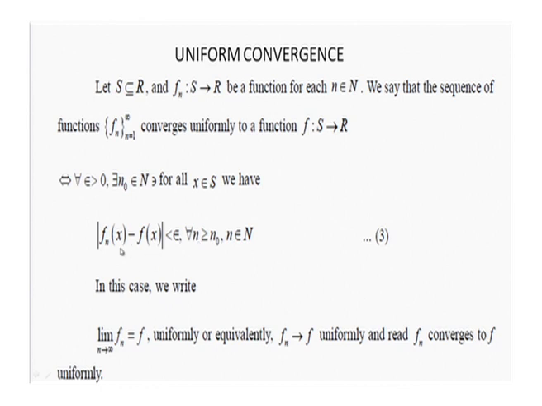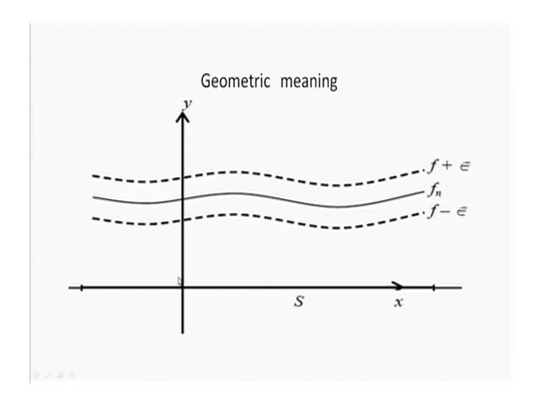Whenever this statement is true, we write limit of fn as n goes to infinity is f uniformly, and if it is pointwise, we write limit of fn as n goes to infinity is equal to f pointwise. Pointwise convergence comes when you take x equal to a, whereas in uniform convergence x can be all points in S. So the pointwise convergence is a particular case of uniform convergence.